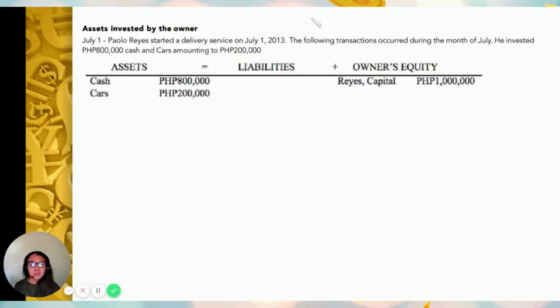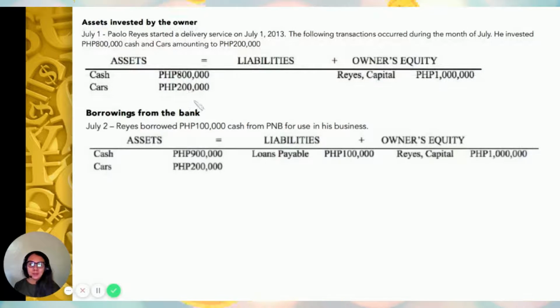How did it become 1 million? It's a combination of 800,000 and 200,000 cash and cars that he invested into the business. So as you can see in our accounting equation, the left side, which is the assets, we have 800,000 and 200,000. It's equivalent to 1 million. And on the other side of the equation, we also have 1 million in here. So our accounting equation is balanced. Let's move on to the next transaction.